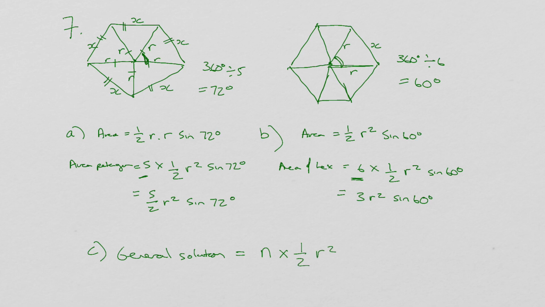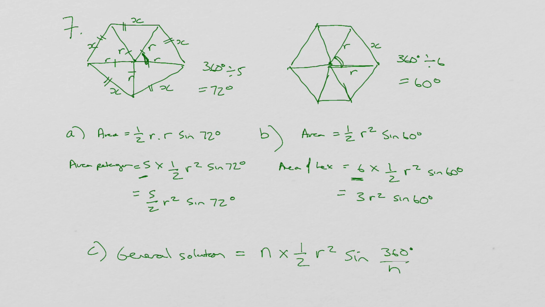You're going to have r squared, because whatever size the polygon is, the lengths of the radii will be the ones that surround the angle. And then all you need is the angle, and the angle will be 360 degrees divided by n, because obviously that's the number of sides. So that's sine of 360 degrees divided by n. And that's your formula. So n over 2 r squared sine 360 divided by n. So now we've got a general solution that will work for every single triangle.